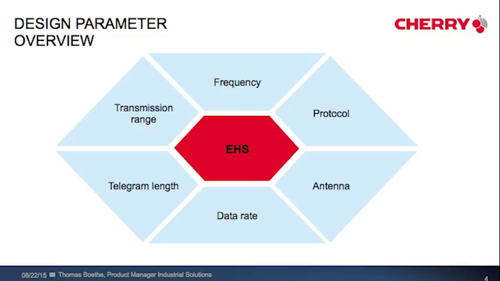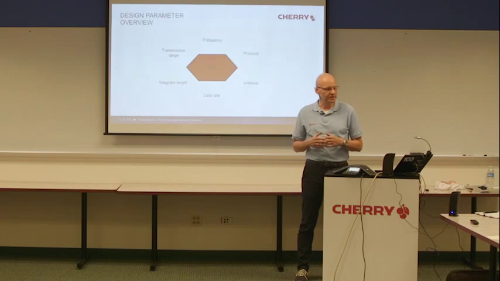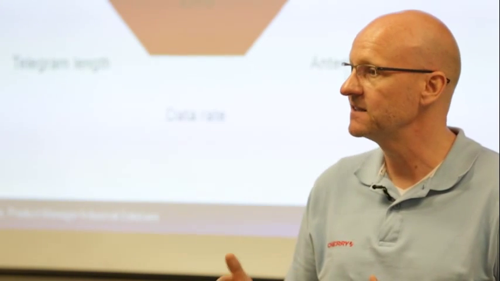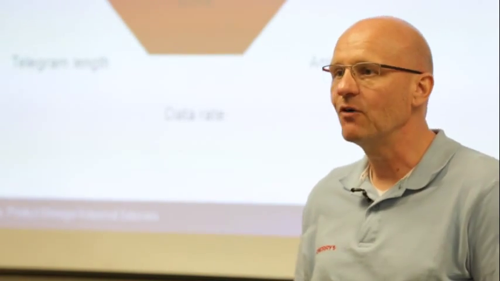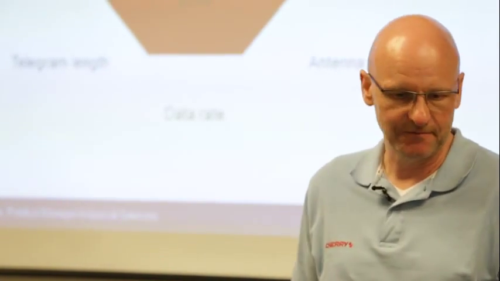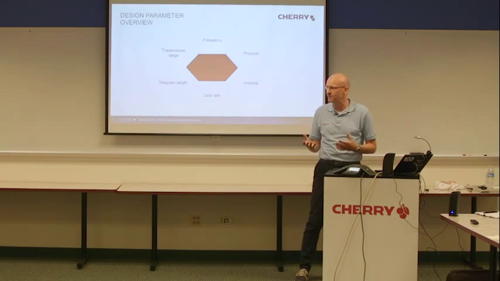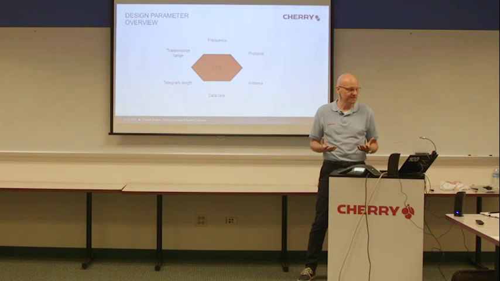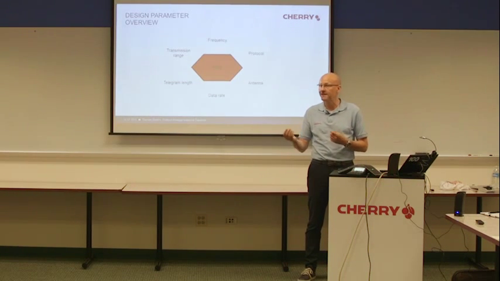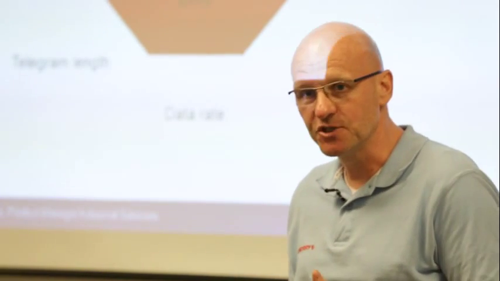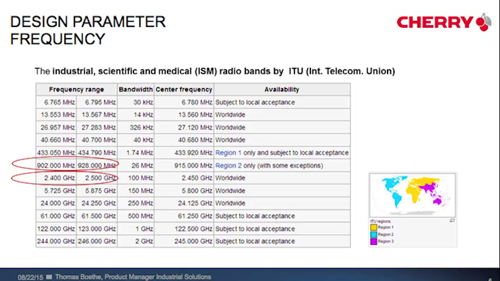As you can see here, there are some special parameters for an RF system which are very important. This is, for example, the frequency, the RF frequency where you send out the signal. Then the data rate is important. The data rate, we will see later, is the speed at which the data is transmitted over the RF channel. Or the protocol. The protocol is the language between the sender and the receiver. The telegram length depends on the protocol. The transmission range is a physical parameter of the designed RF system, and the antenna is also a very important parameter. Let's start with the frequency.